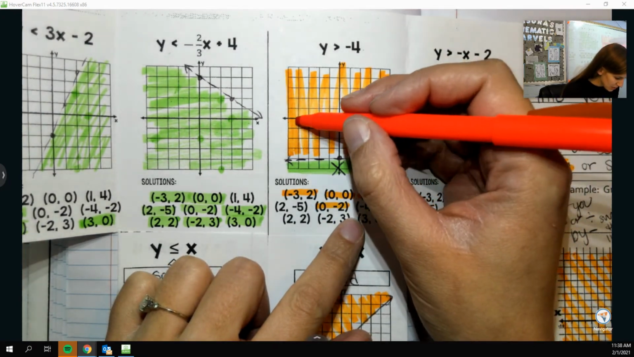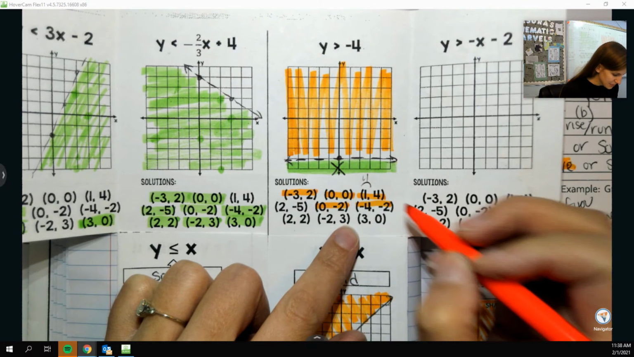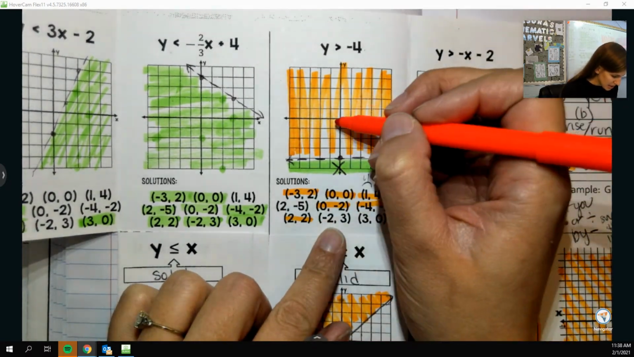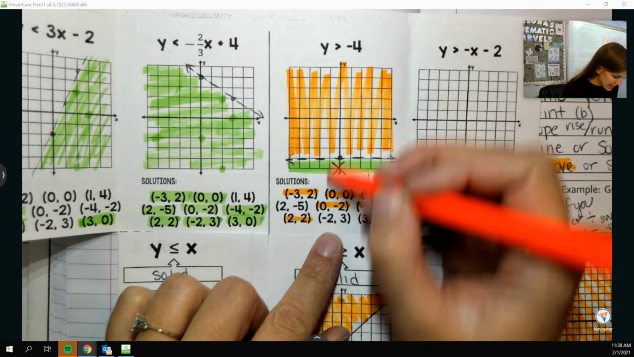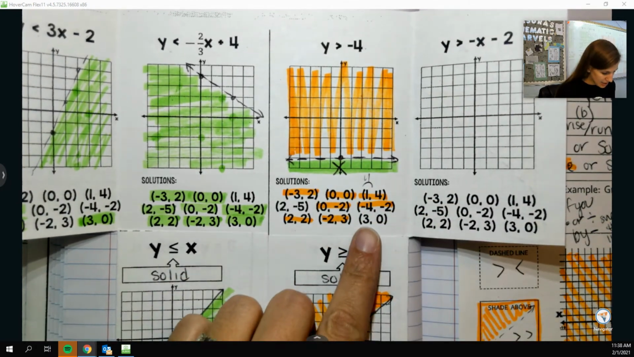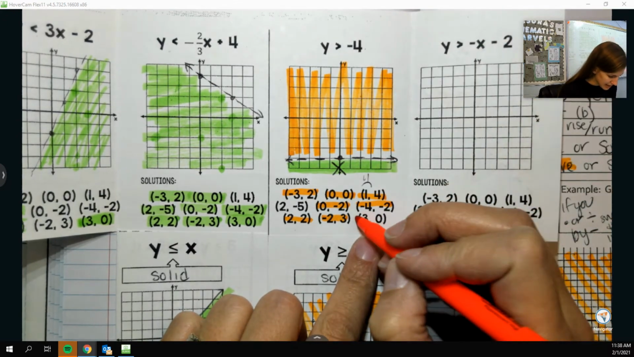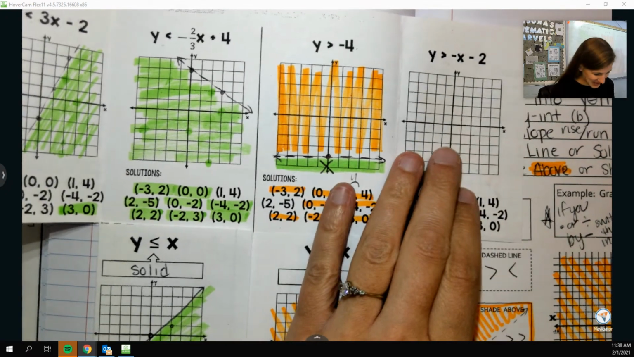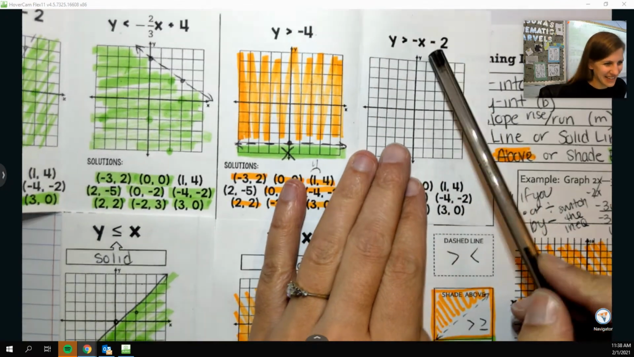-4, 1, 2, 3, 4, -2, that's in. 2, 2, that's in. -2, 3, that's in. And then 3, 0, that's in. I'm so sorry, I kicked that one up. Okay, last one across the top.